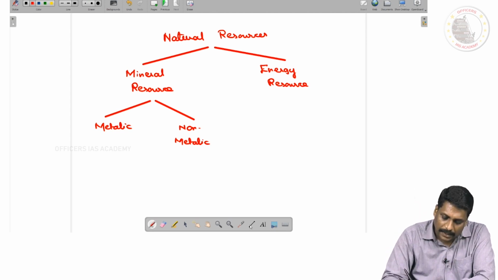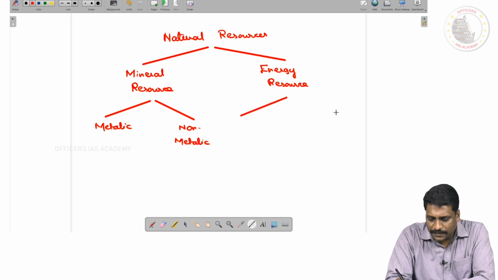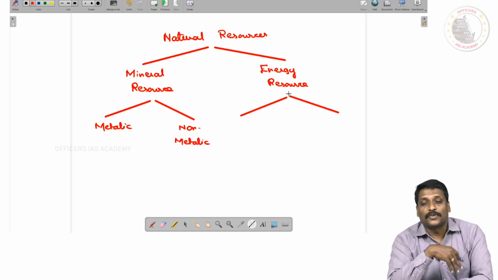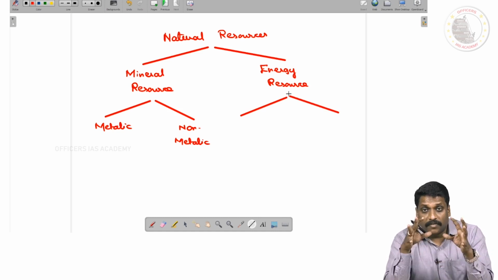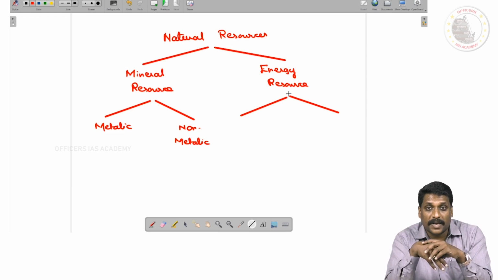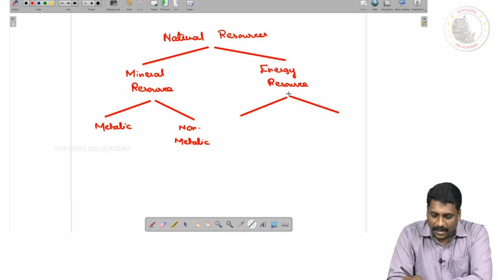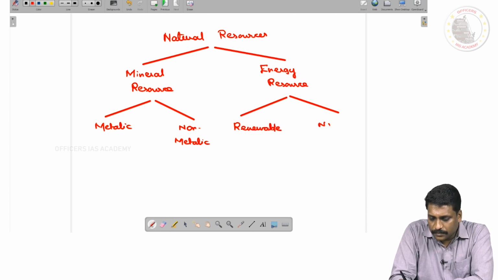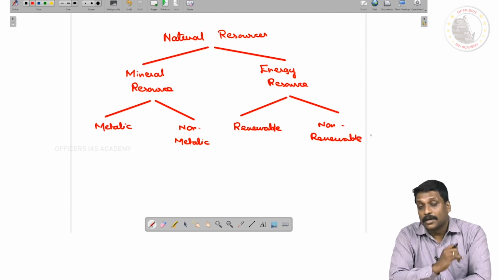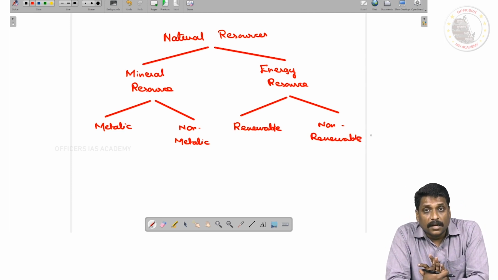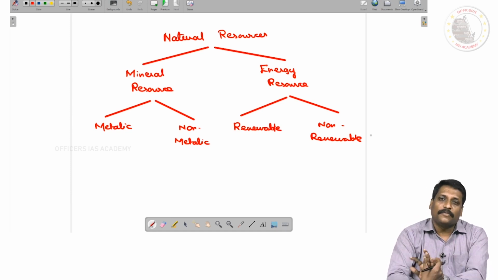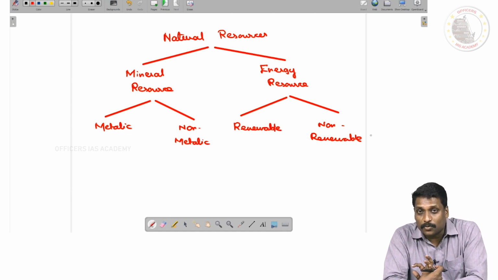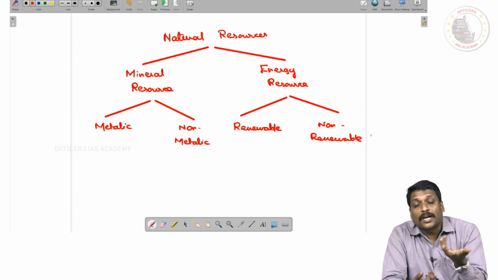Similarly, when we talk about energy resources, there are plenty of ways you can classify. If I am classifying the energy resources based on the reusable nature of it, I call them renewable and non-renewable. If this is based on the technology we use to harness the energy, you call them conventional and non-conventional energy resources.